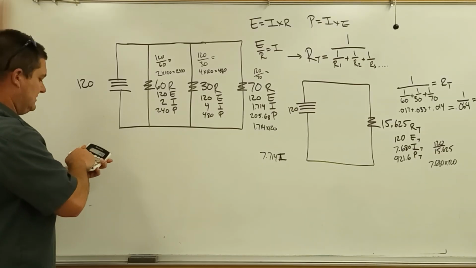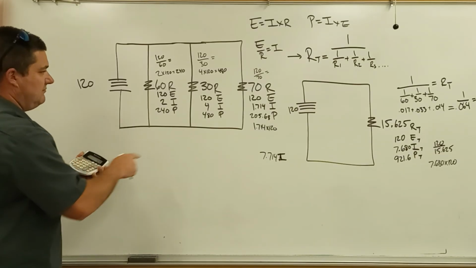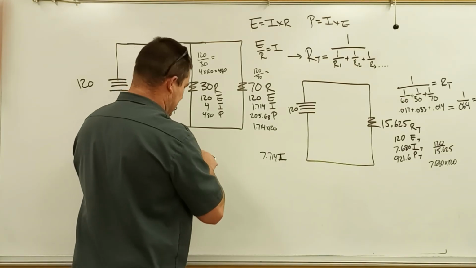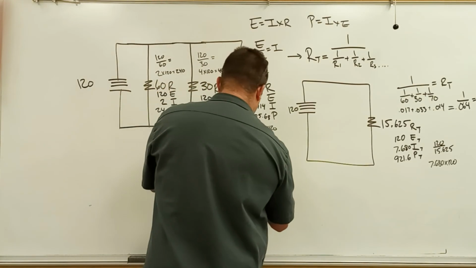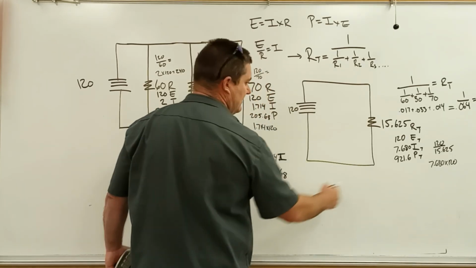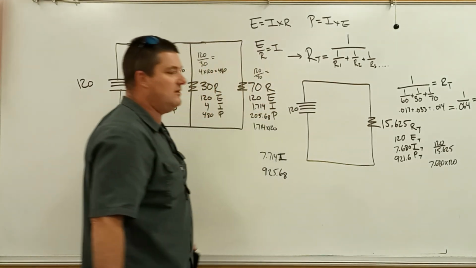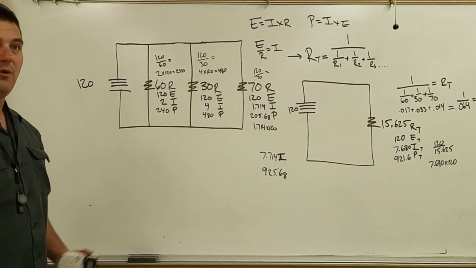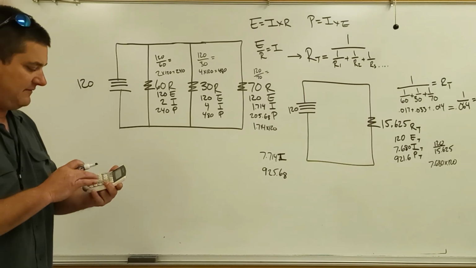240 plus 480 plus 205.68 equals 925.68. We said 921.6. That's very close. You're talking only 4 out of 925.